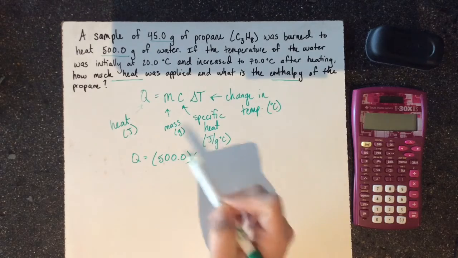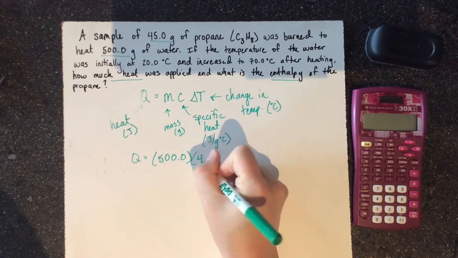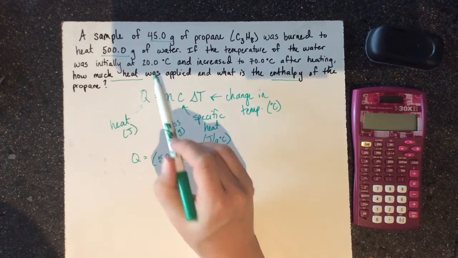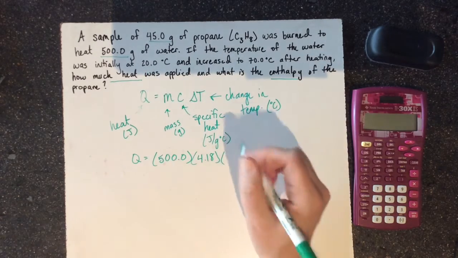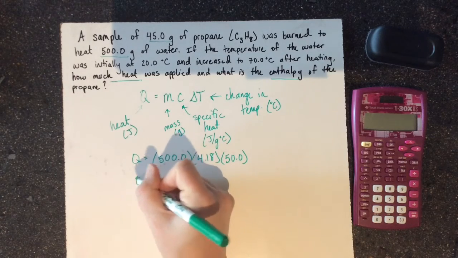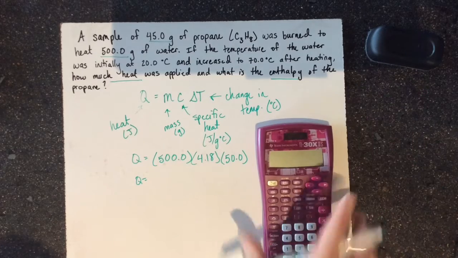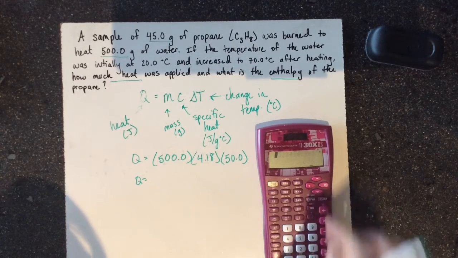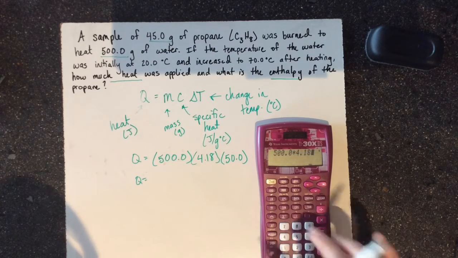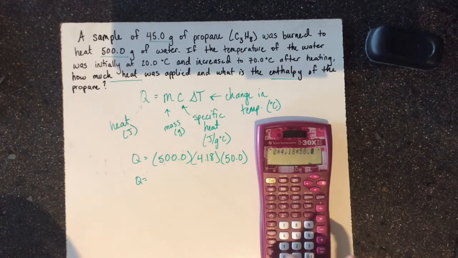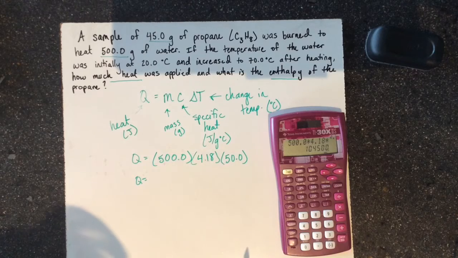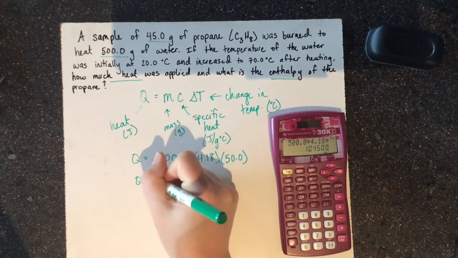C, the specific heat capacity, is a constant, and the constant for water is 4.18 joules per gram degree Celsius. The temperature change was from 20 up to 70, which is a total of 50 degrees Celsius. Having all this information, we can solve for Q. So we take 500.0 times 4.18 times 50.0. With significant figures, the least amount is 3, which means our answer should be rounded to 3 significant figures.